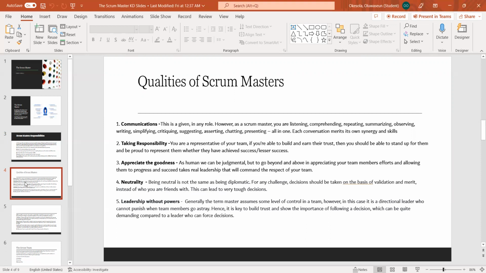So number one on the list is communication. Communication cannot be overemphasized. Communication is a given in any role. However, as a Scrum Master, you are listening, comprehending, repeating, summarizing, observing, writing, simplifying, critiquing, suggesting, asserting, charting, presenting, all in one. Each conversation merits its own synergy and skills. So what we are saying here is that as a Scrum Master, you should be a great communicator, right? You wear many capes in the place of communication.